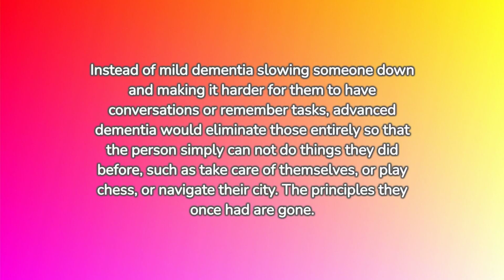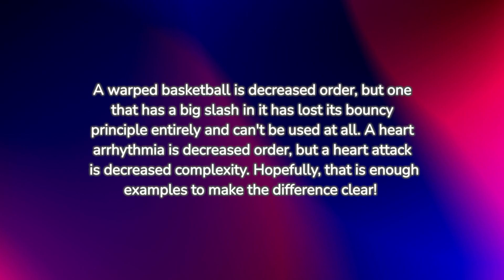Instead of mild dementia slowing someone down and making it harder for them to have conversations or remember tasks, advanced dementia would eliminate those entirely so that the person simply cannot do things they did before, such as take care of themselves, or play chess, or navigate their city. The principles they once had are gone. A warped basketball is decreased order, but one that has a big slash in it has lost its bouncy principle entirely and can't be used at all. A heart arrhythmia is decreased order, but a heart attack is decreased complexity. Hopefully, that is enough examples to make the difference clear.